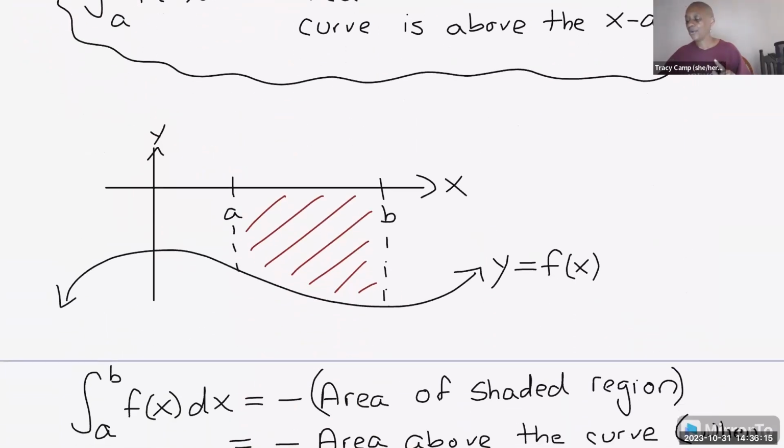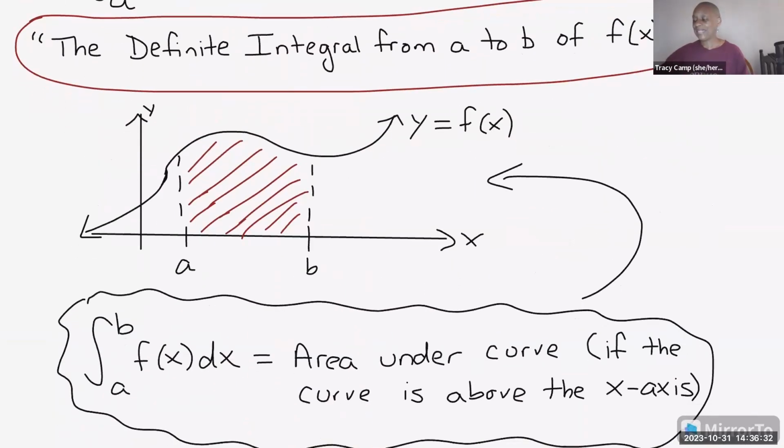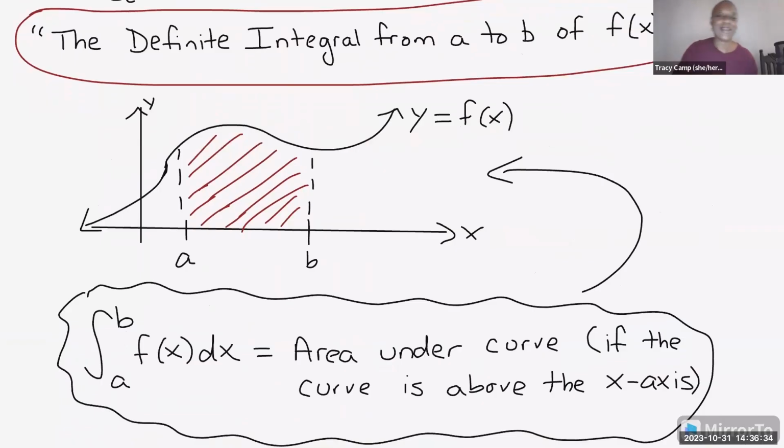And if your curve happens to be below the x-axis, the definite integral still represents that area between the curve and the x-axis, but it ends up being a negative number, for reasons, again, that will hopefully make sense next week. So right now, let's look at a homework problem.